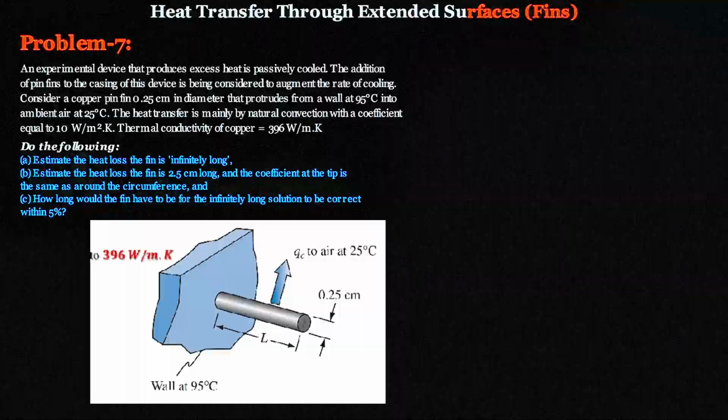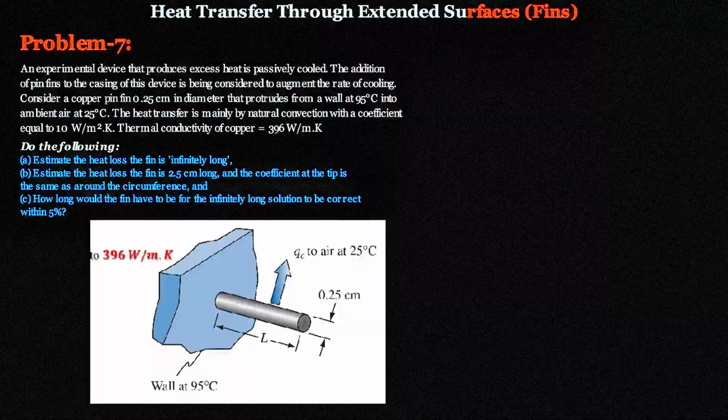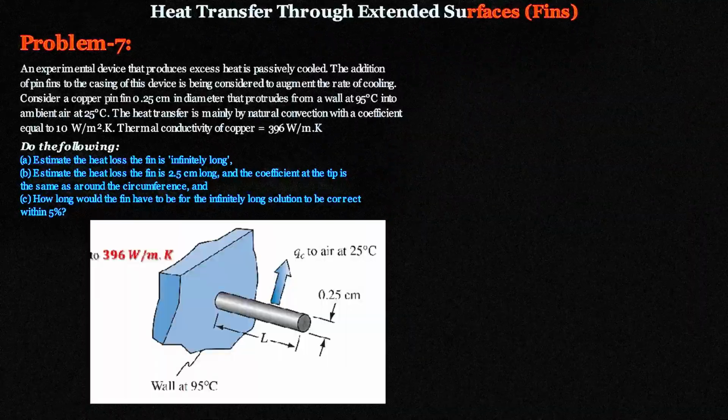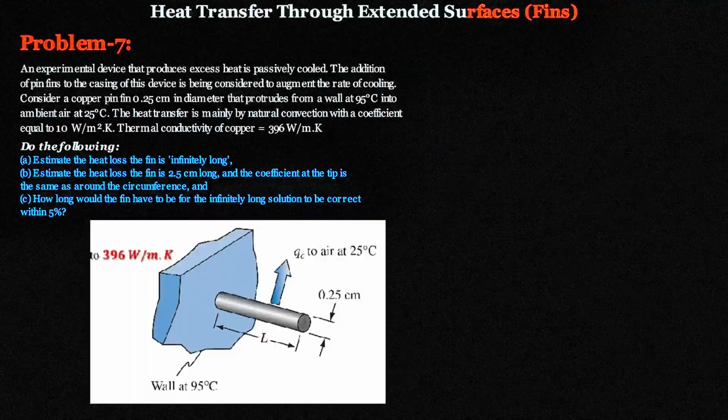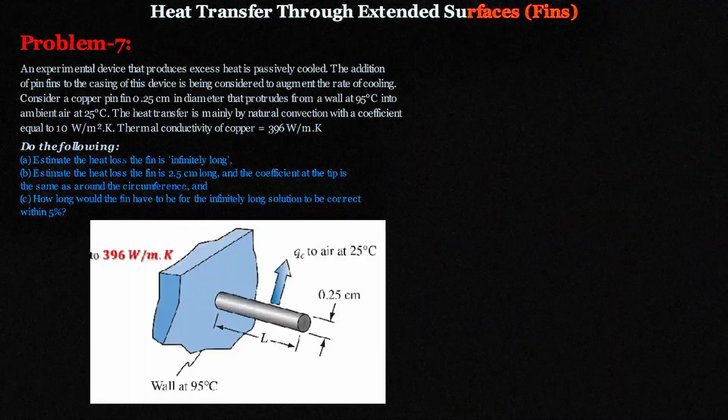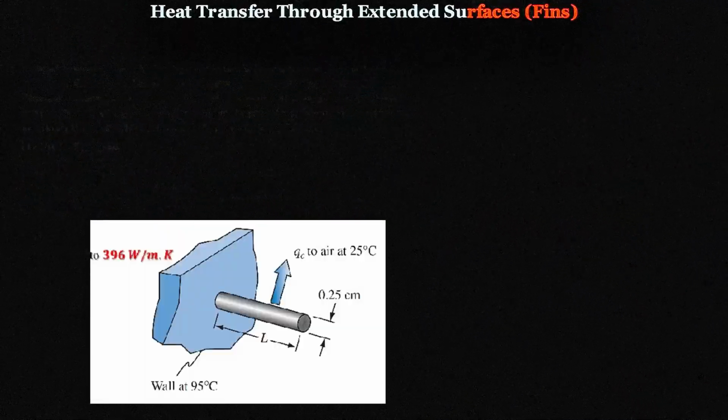Here we have a wall maintained at 95 degrees Celsius. From this wall, a cylindrical copper pin fin extends into the ambient air. The fin has a diameter of 0.25 centimeters and a length of 2.5 centimeters for part B of our problem. Heat is conducted through the fin from the base and dissipates to the surrounding air through convection, as indicated by these arrows. The ambient temperature is 25 degrees Celsius, and the convection heat transfer coefficient is 10 watts per meter squared Kelvin.